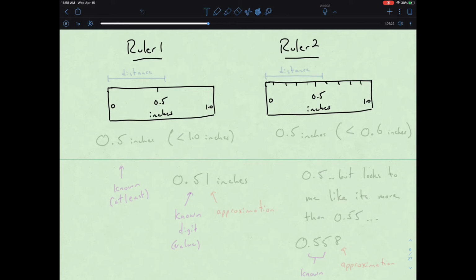So we have a rough measurement with our ruler, and we're going to measure the same exact distance. So here is our distance. We're going to measure the same distance for each ruler. And if we go to ruler 1, we could say, for certain, I have 0.5 inches.